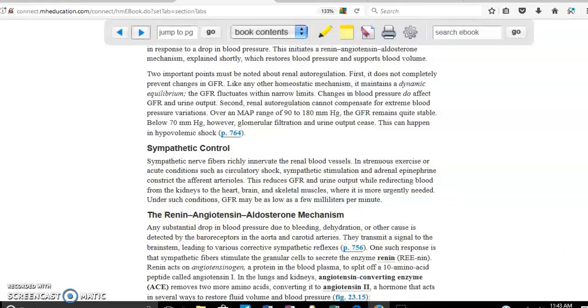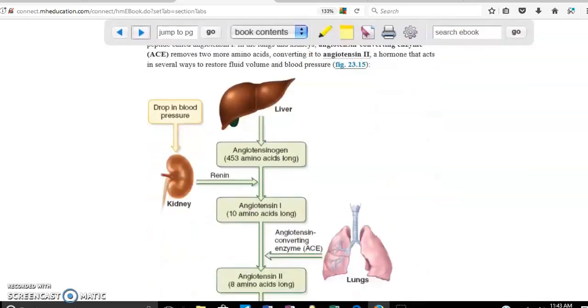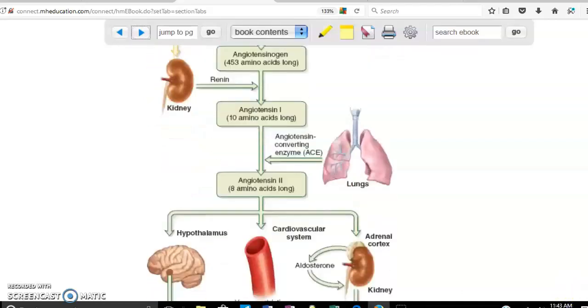In this case, the granular cells produce renin. Renin is going to activate angiotensinogen that comes from your liver. When it cuts the angiotensinogen, you're going to transform that into angiotensin 1. Angiotensin 1 gets transformed into angiotensin 2 by an enzyme produced by your lungs. What enzyme is this? The angiotensin converting enzyme, or ACE.